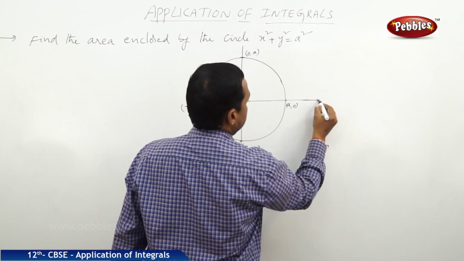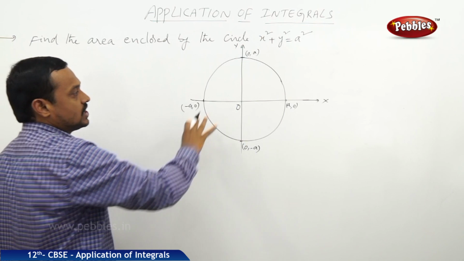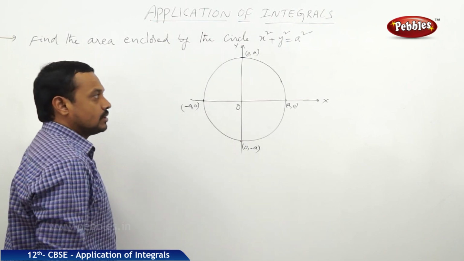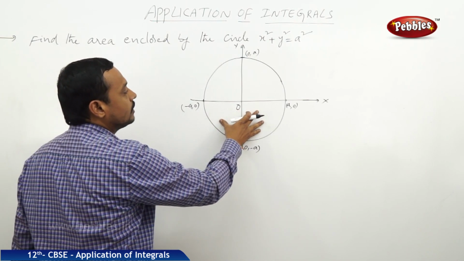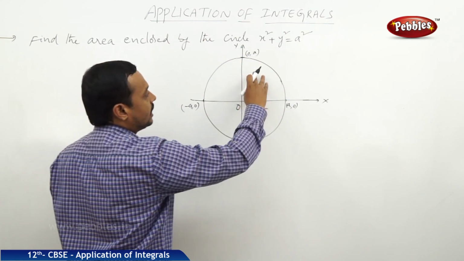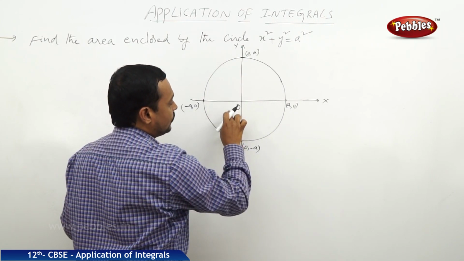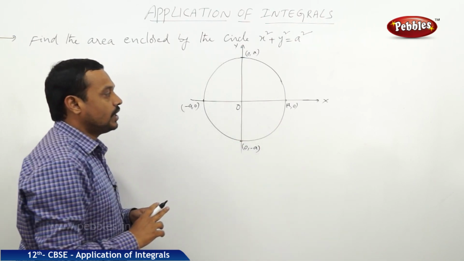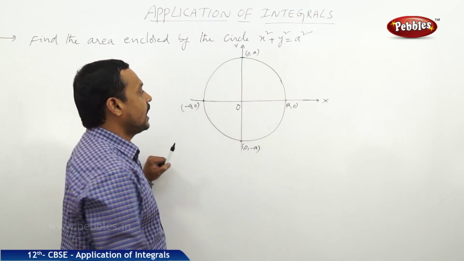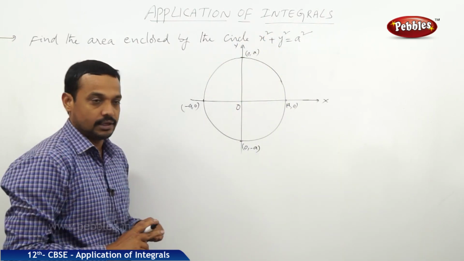So it is the x-axis, the y-axis, the origin, the negative x-axis, the negative y-axis. It is the graph of a circle whose center is at the origin. Now we are going to find the area enclosed by the whole circle. That means the area of this portion, this portion, this one and this one. So we have to determine the areas of the four portions and add them. When we add all these portions, we get the total area enclosed by the circle.